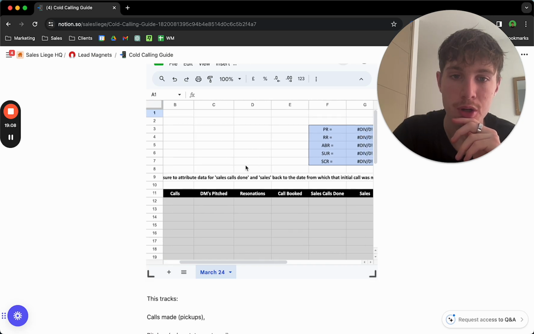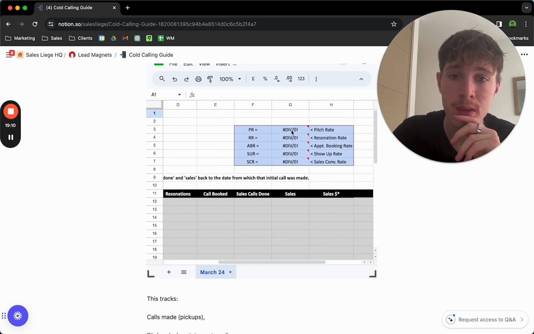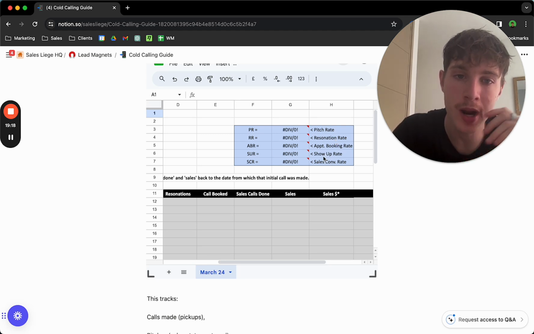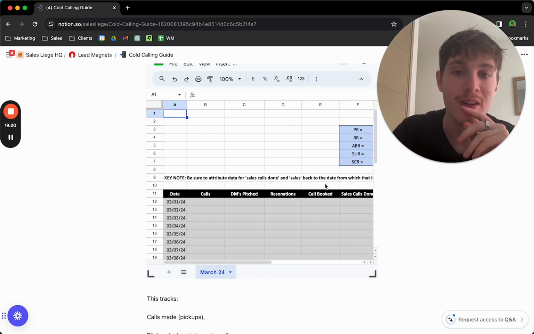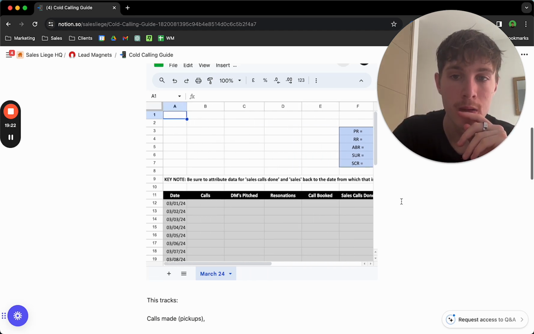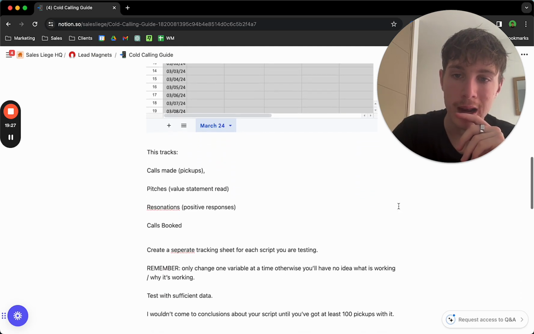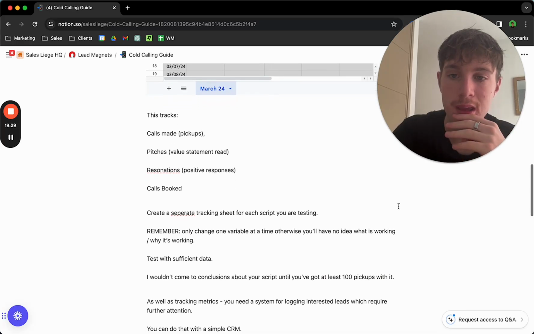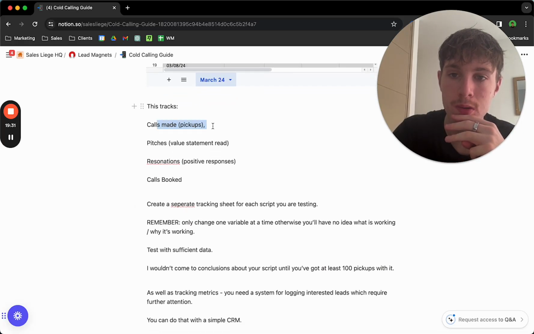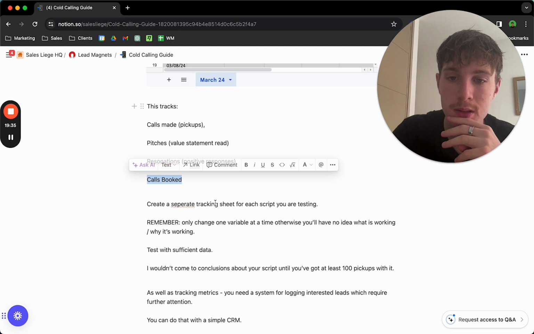It's really simple. It tracks positive response rate, pitch rate, and resignation rate. So that's basically positive responses from the prospect, appointment booking rate, and then it also tracks my show rate and my sales conversion rate from cold calls as well. So you don't need something more complicated than that. Again, it tracks the key things that I needed: calls made, pickups, pitches, positive responses, and calls booked.